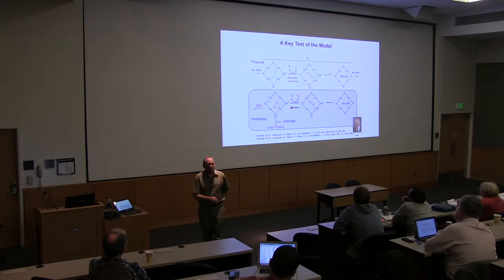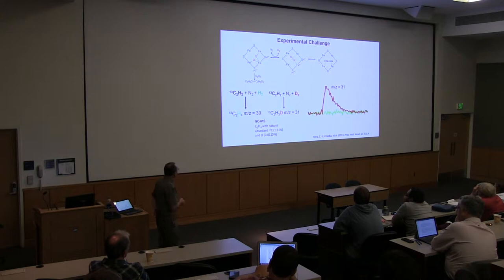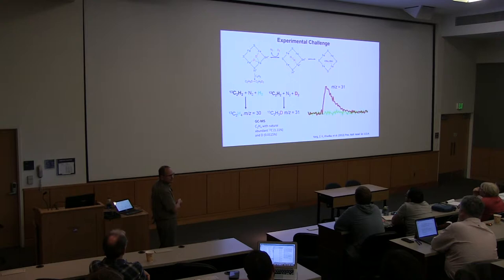And so a postdoc in my group, Zhang Yang, actually did this really difficult experiment where he put in three gases, and you have to vary all three gases to get the concentrations just right: D2, N2, and acetylene. And what he did was he started from C13 acetylene so that we could get away from the natural abundance of C13, which is pretty high at 1.1%. So we just go right to C13 acetylene, N2, and hydrogen or deuterium.